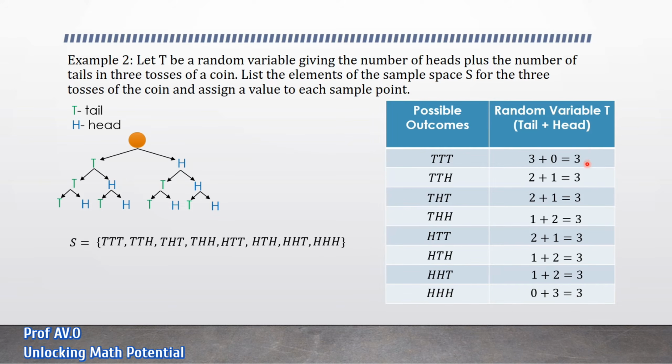As you can see, we added the number of tails and the number of heads, and we have common results, a common value, and that is 3. So if we simplify the random variable T, the possible value of the random variable T is only 3, or in symbols, T equals 3.